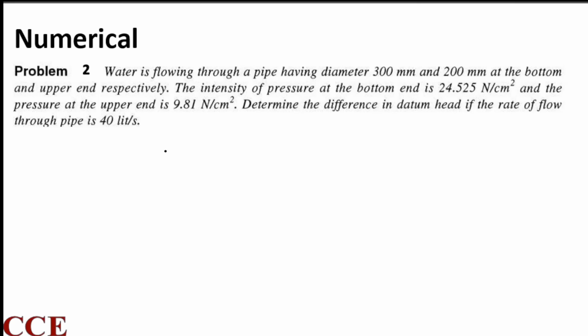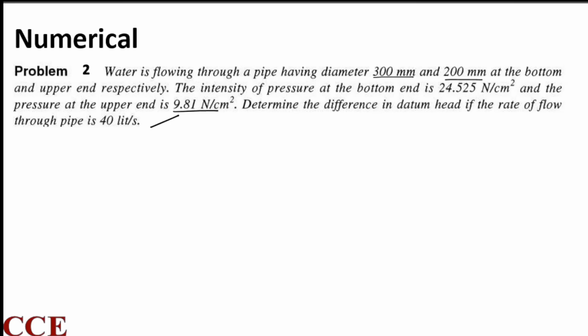So now what it is telling in the numerical: water is flowing through a pipe of diameter 300 millimeter and 200 millimeter at the bottom and the upper end respectively. The intensity of the pressure at the bottom end is 24.535 Newton per centimeter square, and the pressure at the upper end is 9.81 Newton per centimeter square. Determine the difference in the datum head if the rate of flow through the pipe is 40 liter per second.